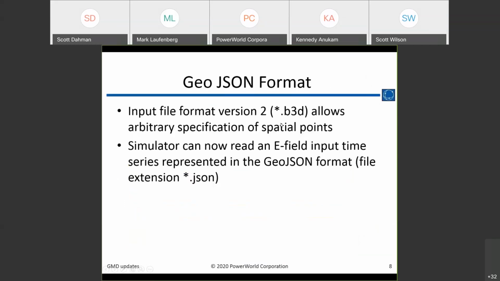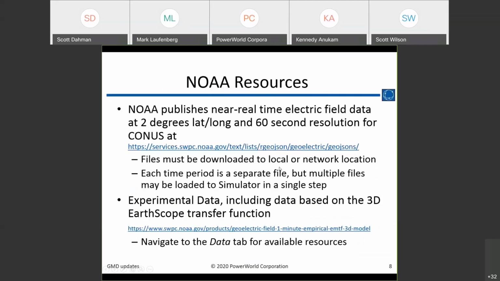Now we have the ability to take arbitrary points, which makes the file format a little bit more complicated, and in a text file format, a little bit wordier, but at the same time, it's reflective of the data that's being produced by industry. And we'll look at some examples on that too.